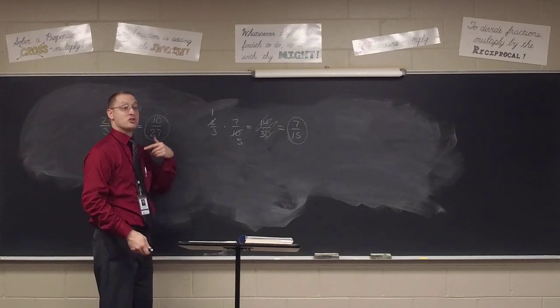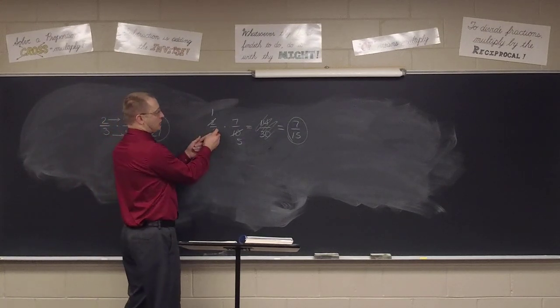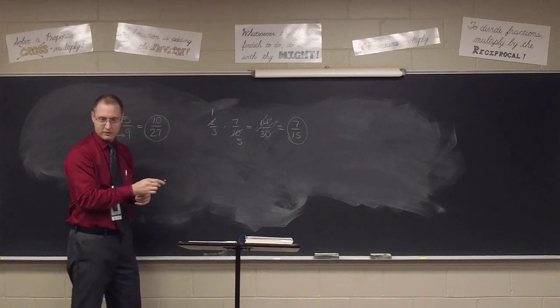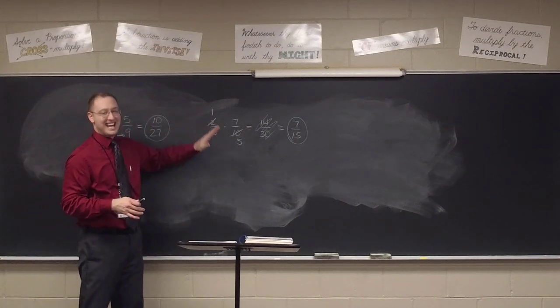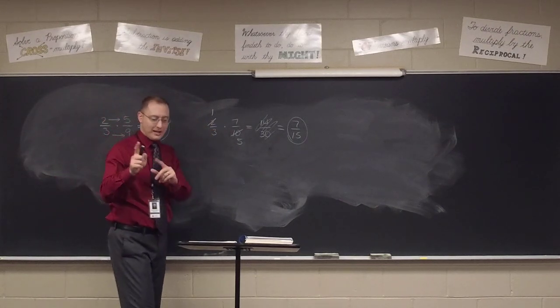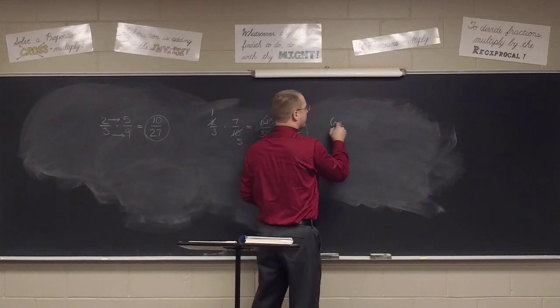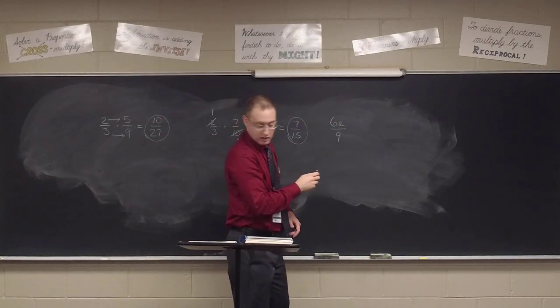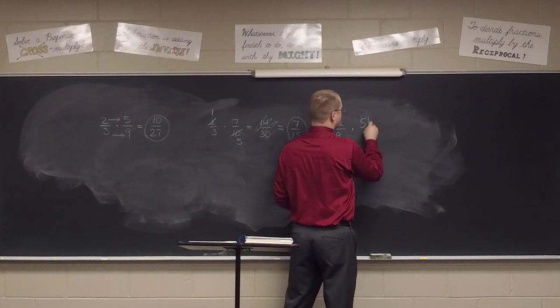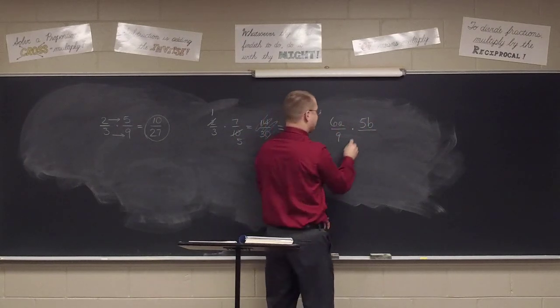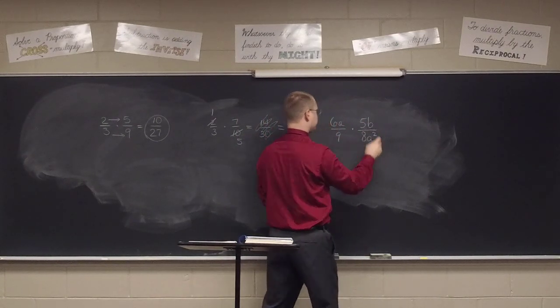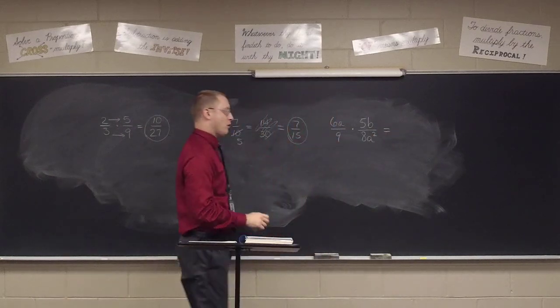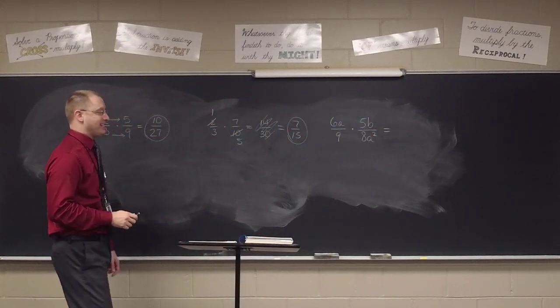We can never cancel terms. We don't say, well, let's cancel the 3 with the 7 and leave ourselves with a 4. No, no, no, no, no. You divide out or factor out, right? So write this down. 6a over 9 times 5b over 8a squared. 6a over 9 times 5b over 8a squared.